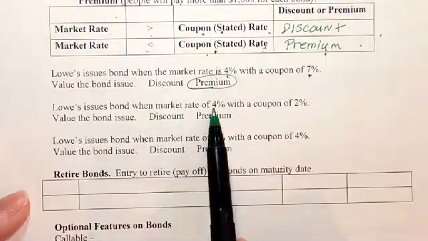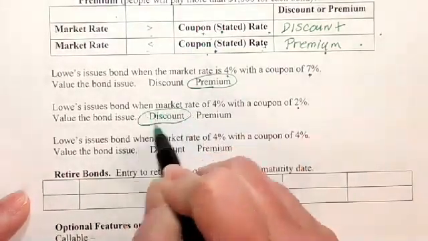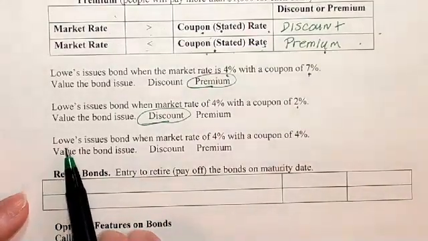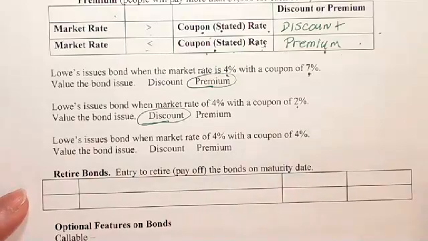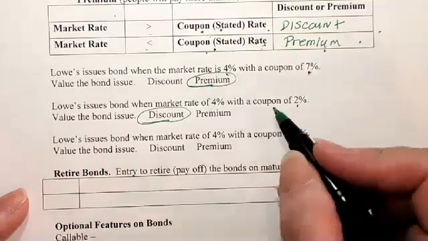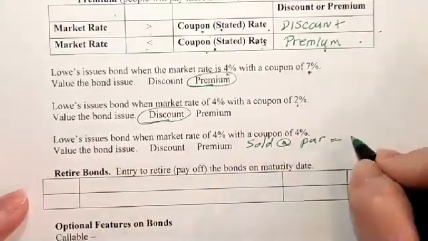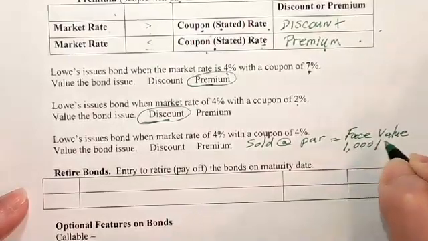The market is 4%. Ours is this trashy little 2%. So they're going to discount that one, and I'm not going to get quite as much up front. If the market rate is 4% and the coupon is 4%, that's a trick question. Then it's sold at par, so at face value, or that $1,000 per bond, however you want to look at it.